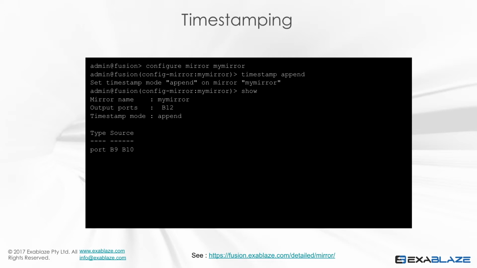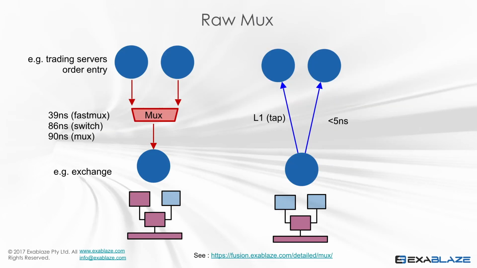To configure a mirror with timestamping, we enter configure mode with the mirror name, and we simply set the timestamp mode. In this case, we've set the timestamp mode as append. There are currently 4 supported timestamp modes: 2 Arista-compatible timestamp modes, and 2 Exablaze specific timestamp modes.